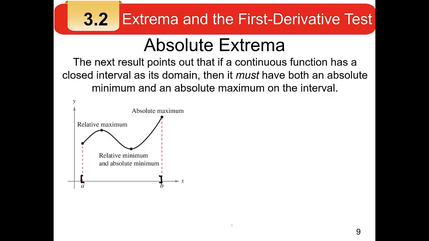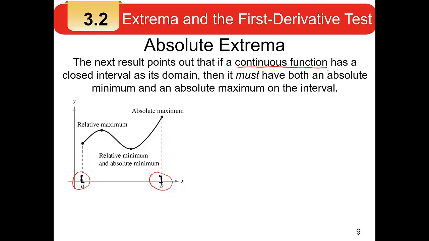This next result points out that if a continuous function has a closed interval as its domain, and I put brackets here just to emphasize that's a closed interval, then it must have both an absolute minimum and an absolute maximum on that interval. And the key thing here is it's a continuous function. So it's like a piece of string or a rope that's not been cut.